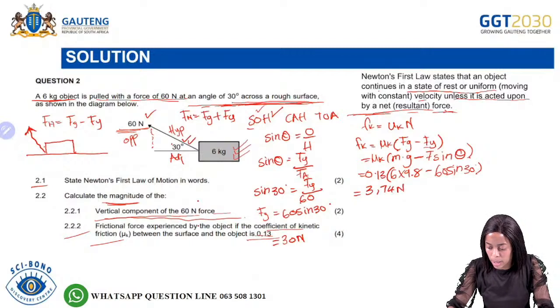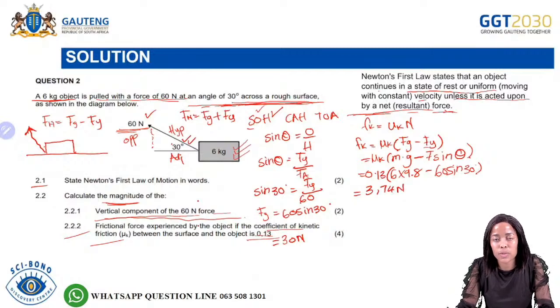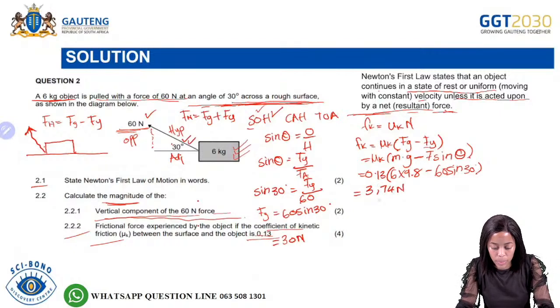9,8 minus 60 sine 30 degrees multiplied by 0,13. Yeah, 3,74 Newton. I'm getting that as my friction. So just to remind you here on this one, it was saying that the object is being pulled.